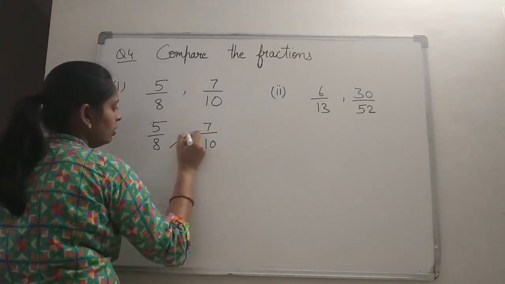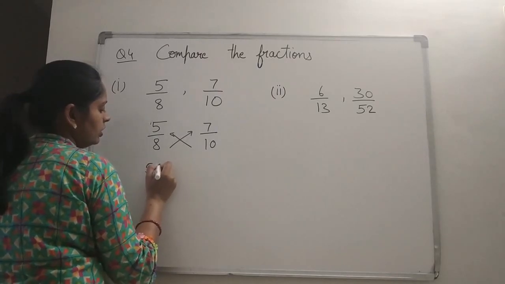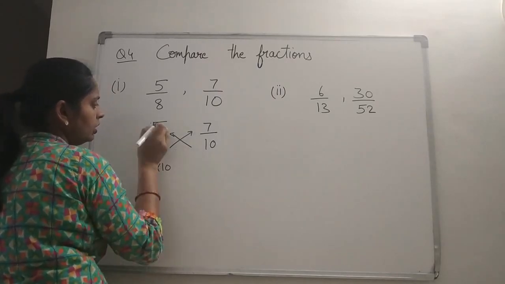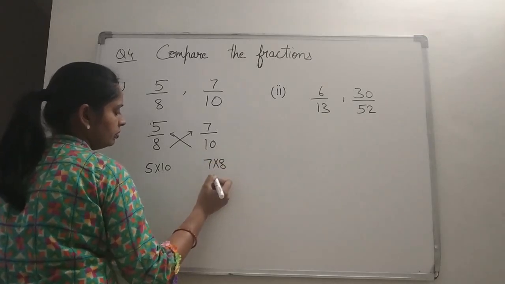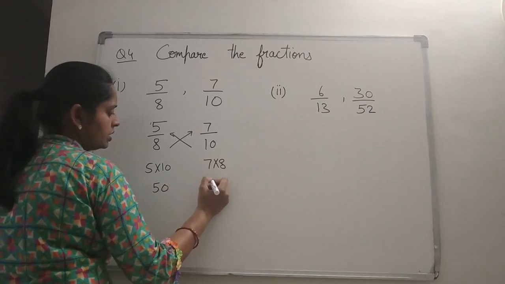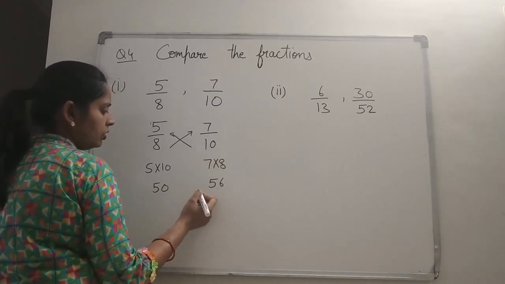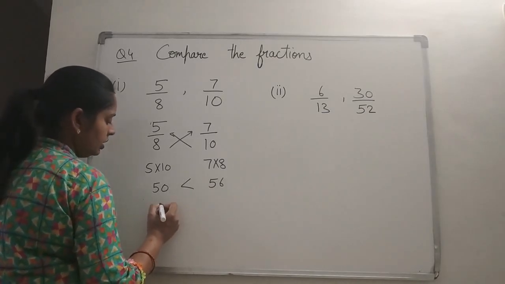So what will we do? We will do the cross multiplication. So we will get 5 into 10, 10 will go here and 8 will go there. Right? So we got 5 10s is 50 and 7 8s is 56. Which is greater? Obviously 56 is greater, which means 7 upon 10 is greater than 5 by 8.